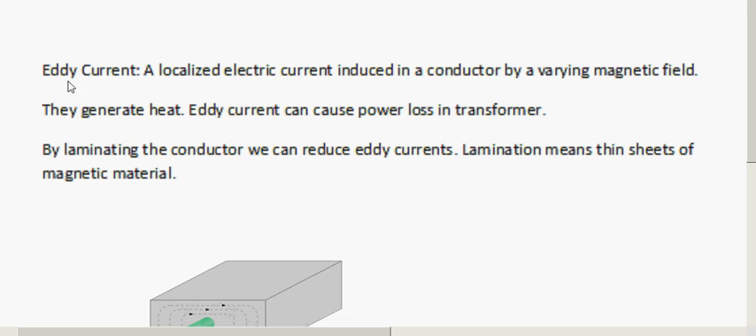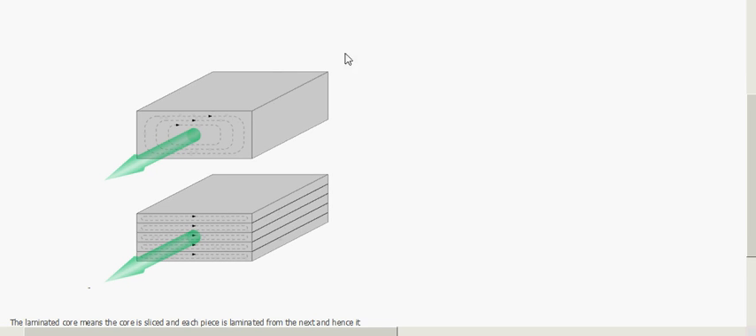Let's read here. Eddy current is a localized electric current induced in a conductor by a varying magnetic field, and we have seen it generates heat. Eddy current can cause power loss in a transformer because it generates heat. Now, by laminating the conductor, we can reduce eddy currents. Lamination means thin sheets of magnetic material insulated from one another.